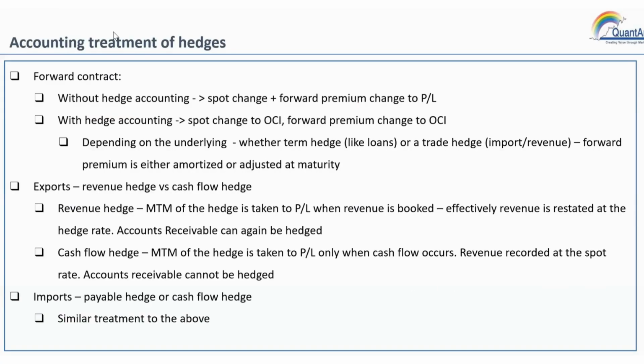To summarize, hedge accounting plays a very important role in three scenarios: interest rate hedging, long-term hedging, and the hedging of payables and receivables which are not yet recorded in your books. These are all the cases where hedge accounting is very useful.